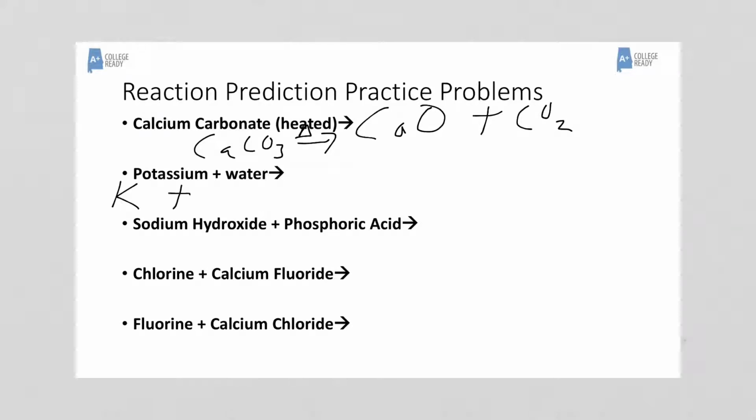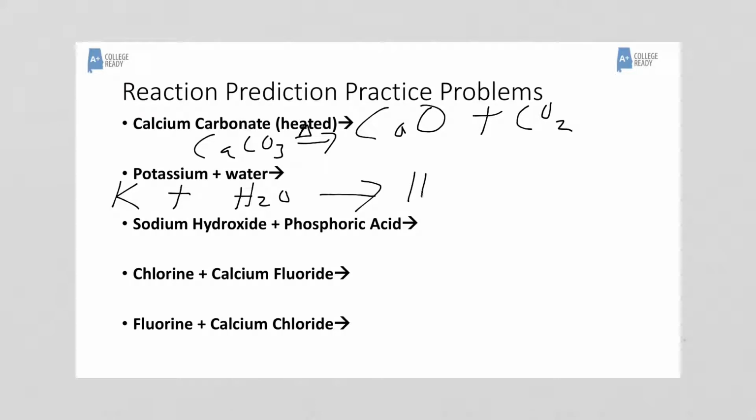All right, the next one is potassium plus water. So here's potassium plus water. This is going to be a single replacement reaction. Now remember that only metals sodium and up on the activity series will react with water, and they'll displace just one of the hydrogens, and they'll leave behind a hydroxide plus hydrogen gas.